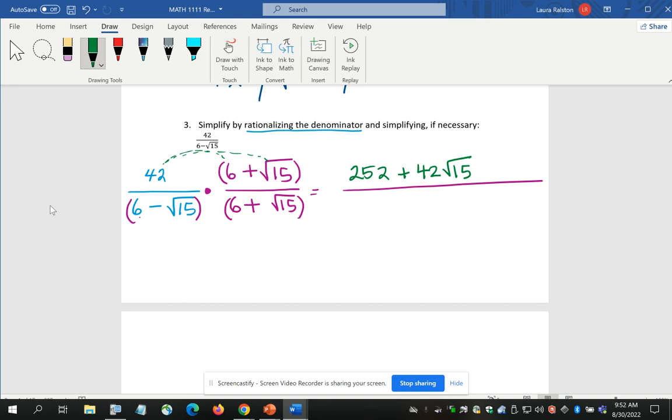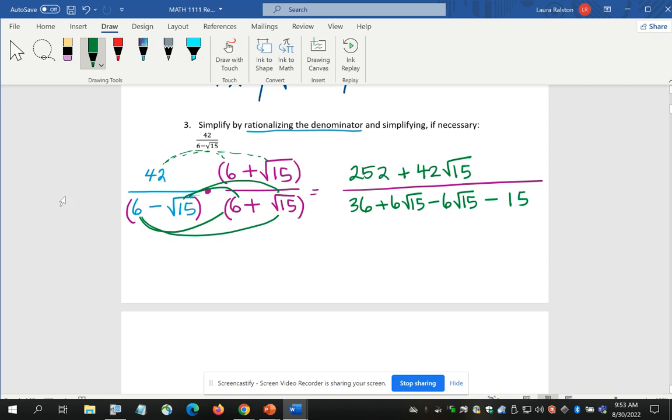I'm going to use FOIL. So I do first, 6 times 6 is 36. Outside, 6 times positive square root 15 is plus 6 square root 15. Inside, minus square root 15 times 6 is minus 6 square root 15. And then last, square root 15 times square root 15, I'd have negative 15. It's the square root of 225, and the square root of 225 is 15.